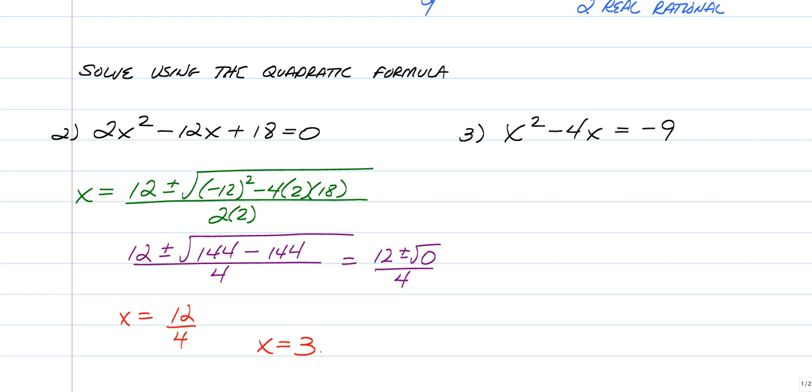Now that takes us back to our discriminant being 0. We only have one solution because 0 is neither positive or negative, so we just have x is equal to 3, one solution.